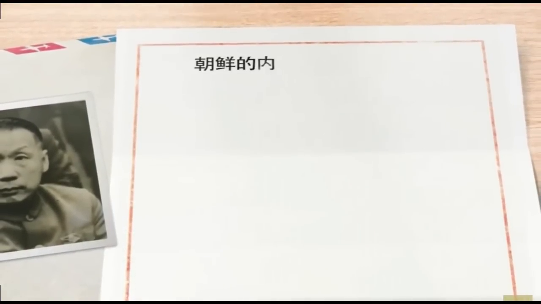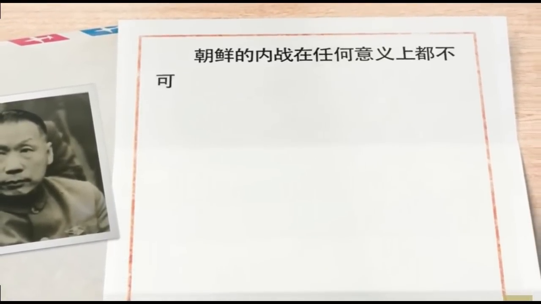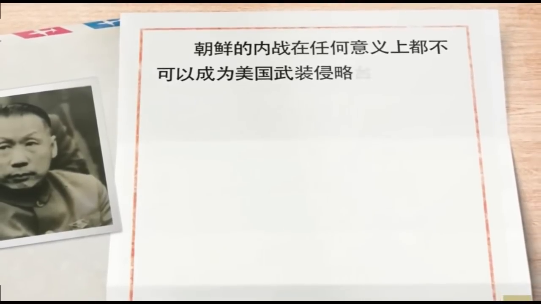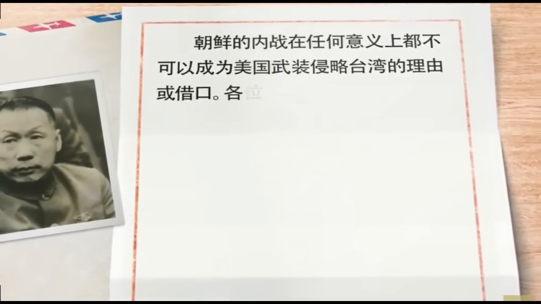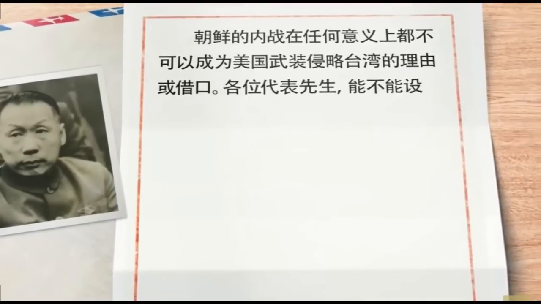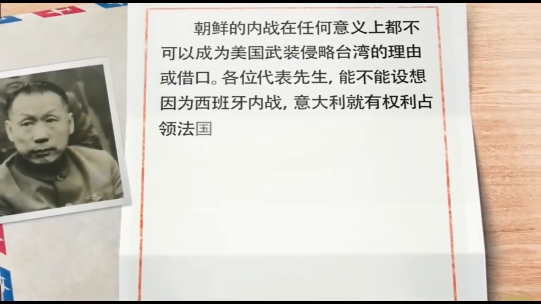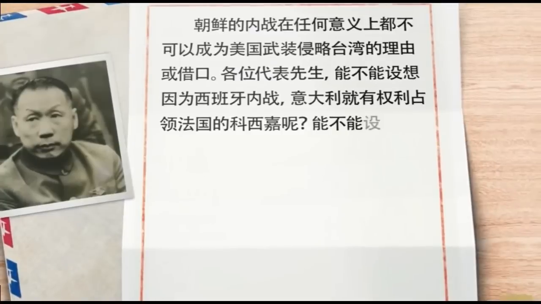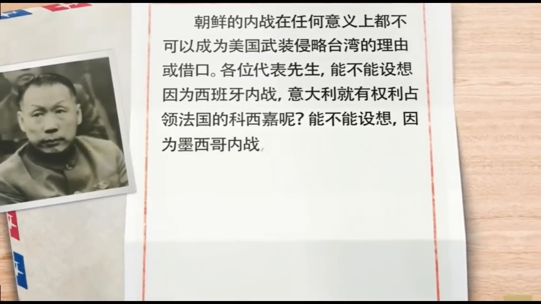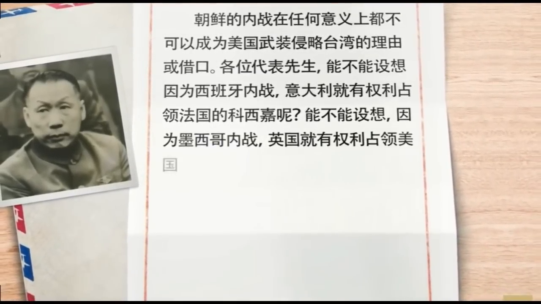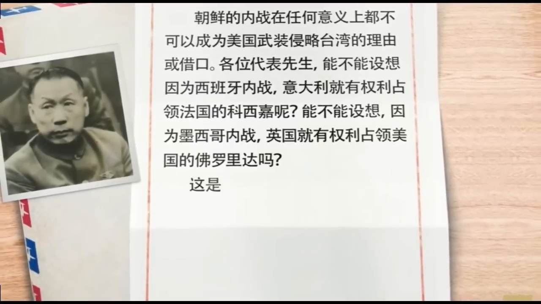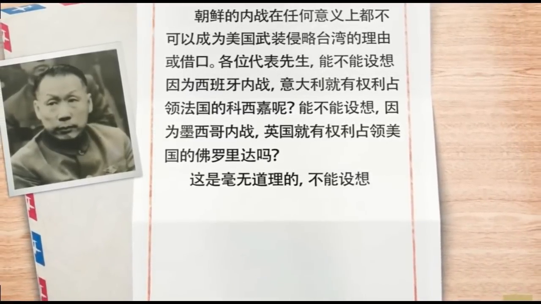The Korean Civil War cannot in any way justify or excuse America's armed aggression against Taiwan. Dear delegates, can you imagine Italy having the right to occupy Corsica because of the Spanish Civil War? Can you imagine the United Kingdom having the right to occupy Florida because of the Mexican Civil War? This would be nonsensical and inconceivable.